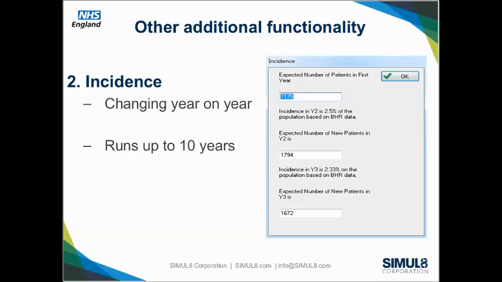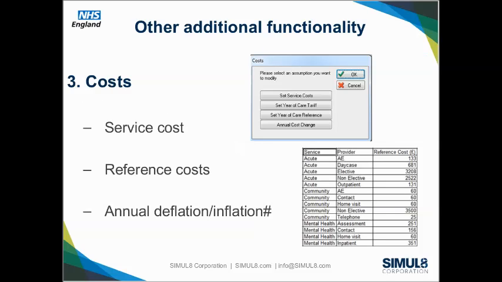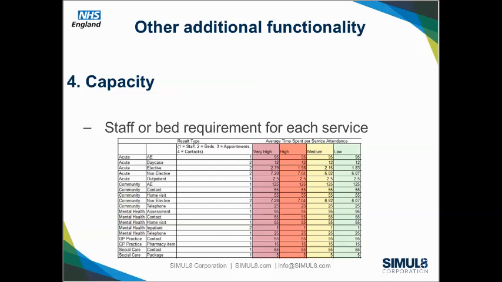And we've also put in incidents, so you've got your population, and with that change in those 10-year population, of course, we've got population growth, mostly growth, and you have projections in for that, but you can also look at your expected new patients in each year. Now, there's a default in there which is based on the BHR data, because obviously they've been able to, just go back to that slide.